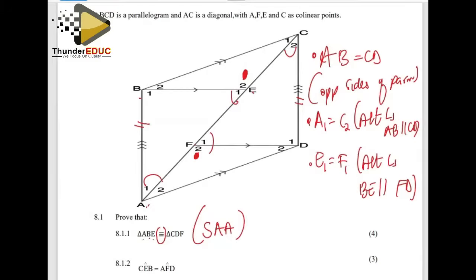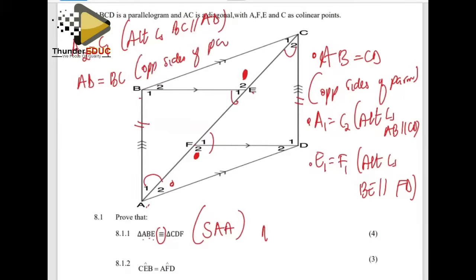Okay, so what we do, we know that A2, let me put it here, A2 is going to be the same as C1 because of the alternate angles. Alternate angles, BC is parallel to AD. Besides that, we know that AD is the same as BC. Those are the opposite sides of a parallelogram. So this one must be the same as that. And then what else do we need to know?